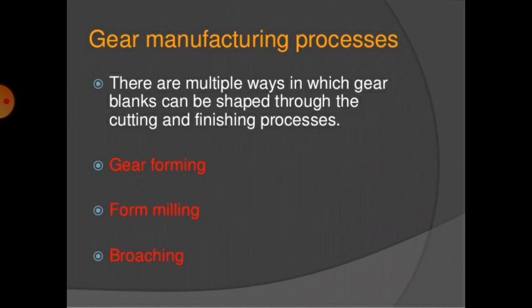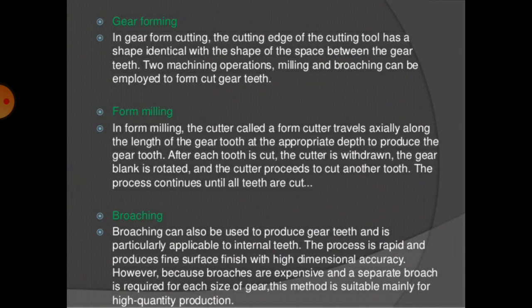Gear manufacturing processes are divided into many parts, but some important processes are there. There are multiple ways in which gear blanks can be shaped through the cutting and finishing processes. That is gear forming, form milling, broaching. A general introduction, or we can say the definition of these processes: number one, gear forming.